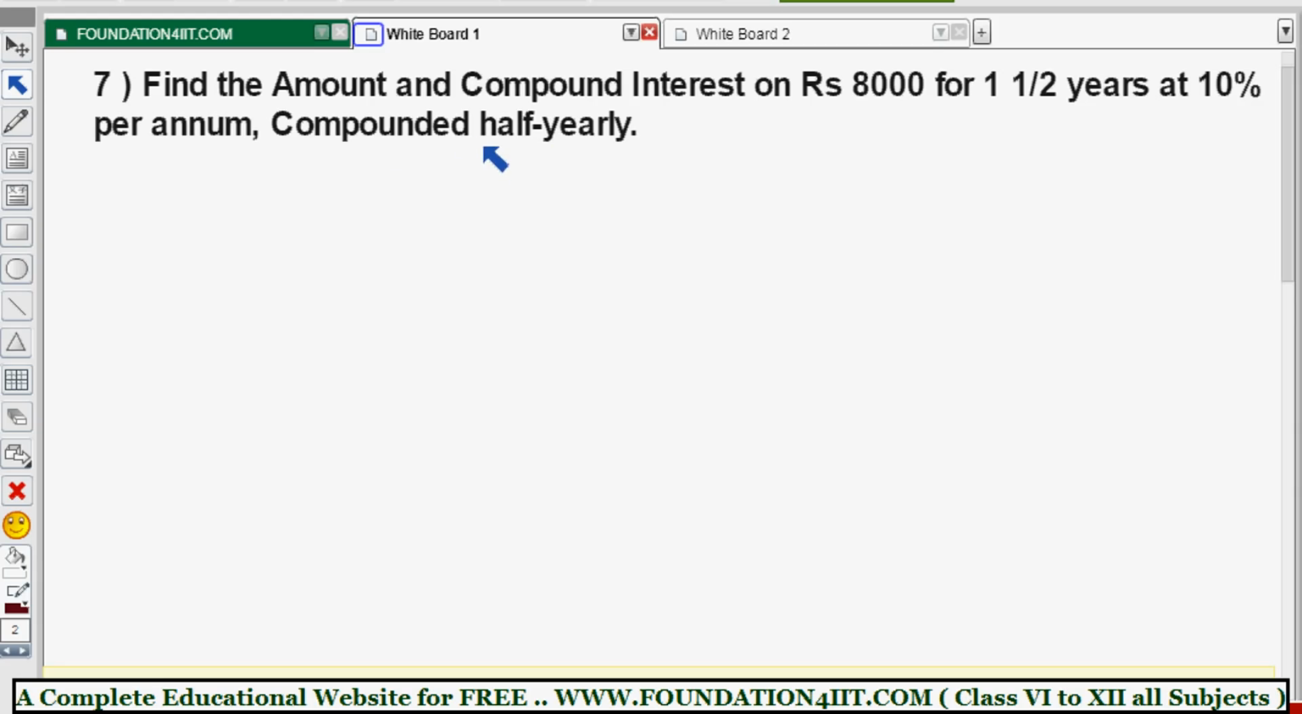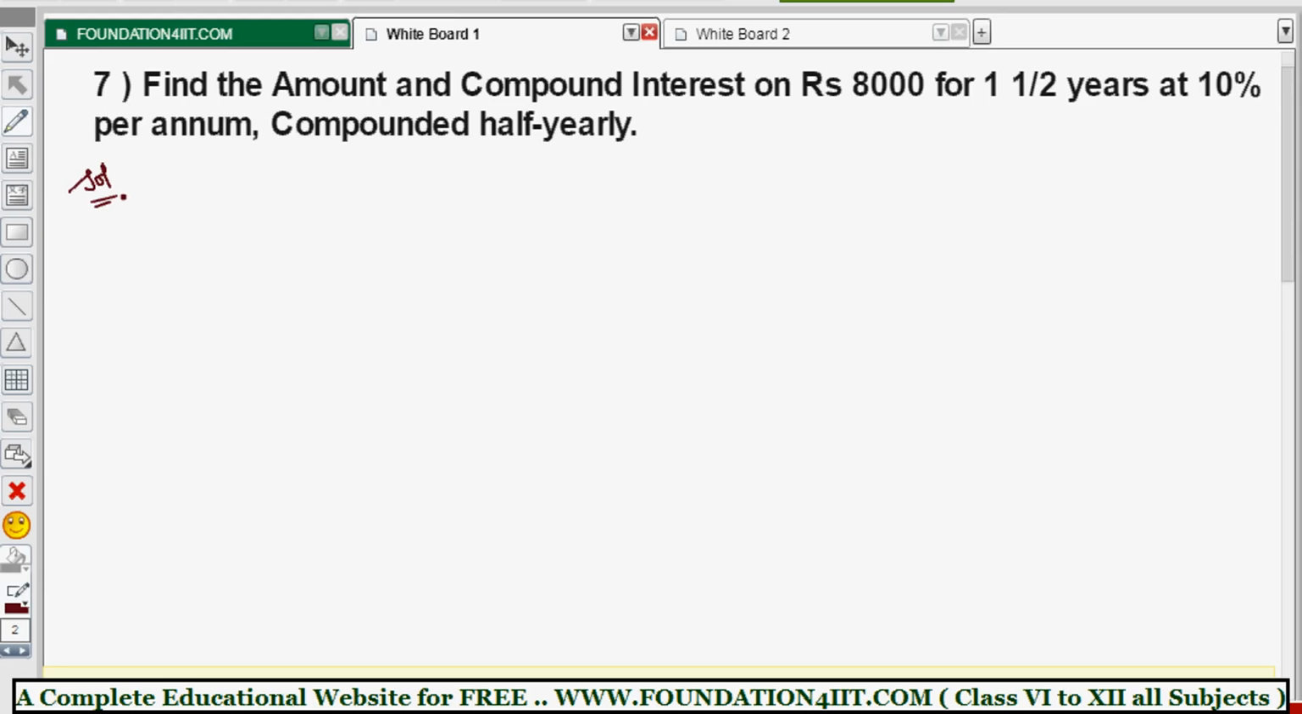So for every half year only the interest should be added. That means compounded half yearly. Compounded annually means for every 1 year the interest will be added to the previous principal. But compounded half yearly, for every 6 months we need to add the interest. So let's take the given data first and see how to solve, one by one.